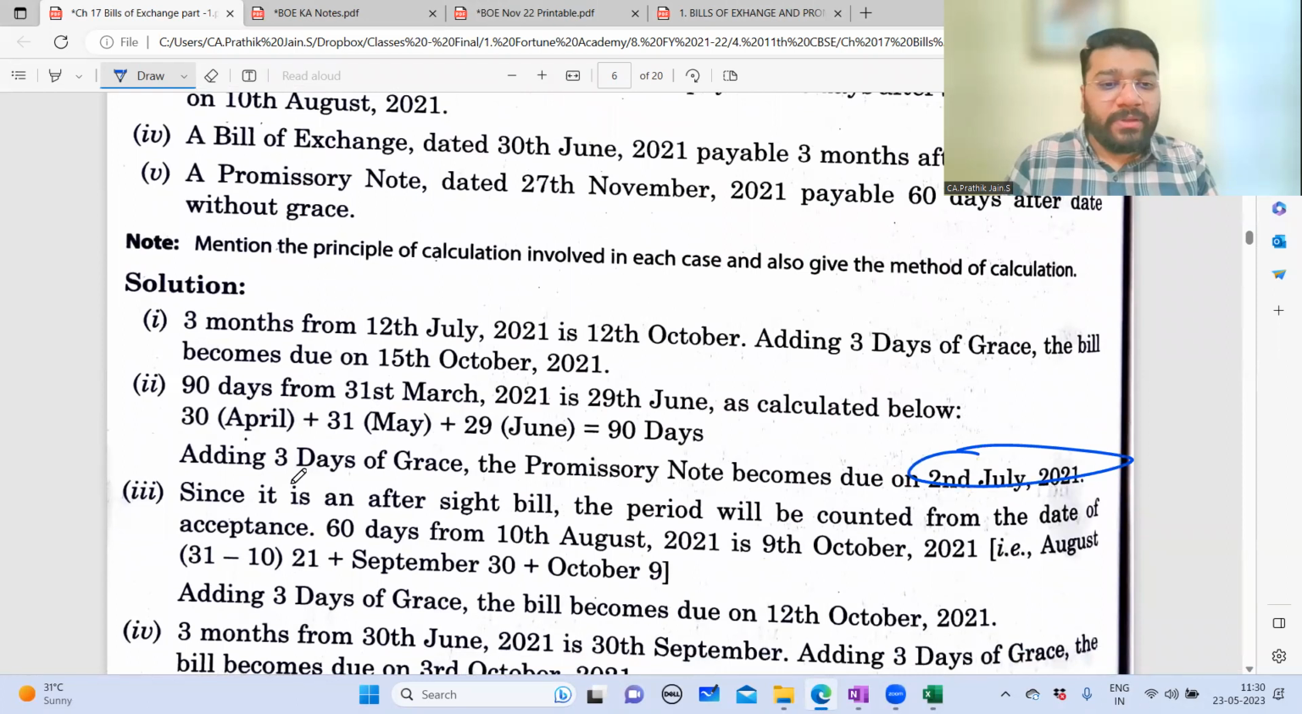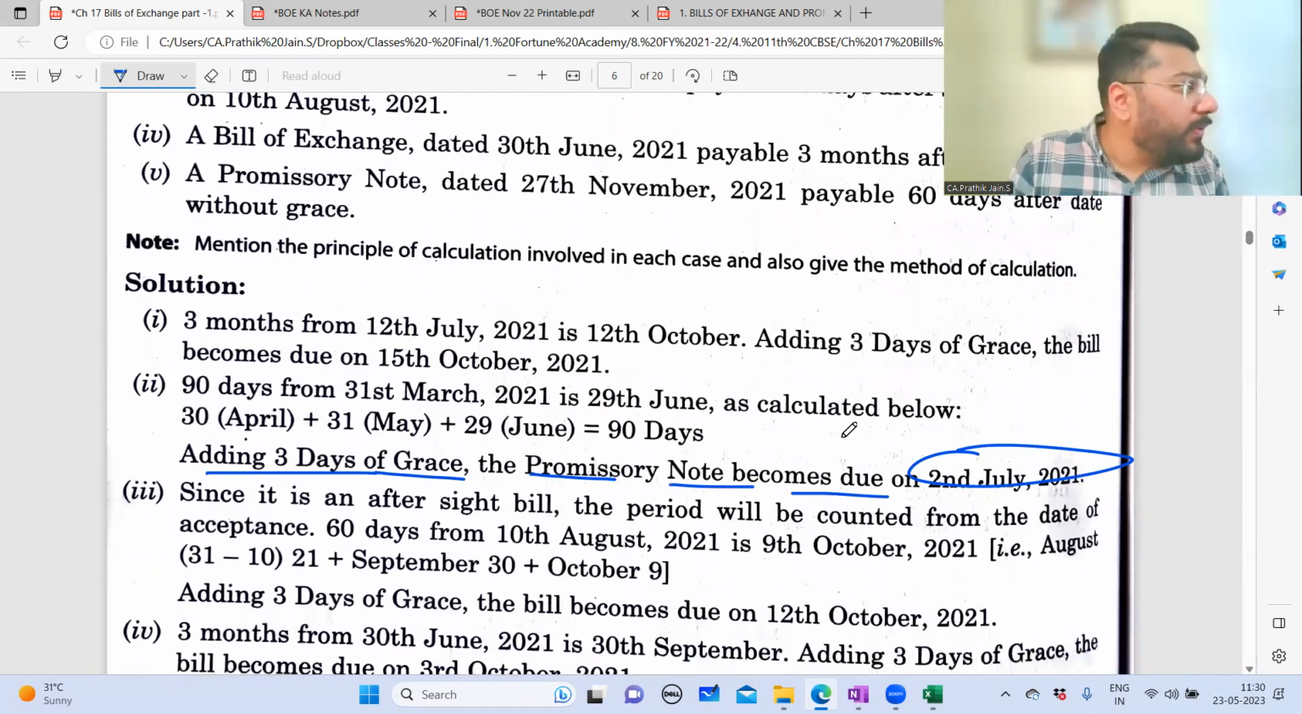Second of July. So adding 3 grace days, the promissory note becomes due on 2nd July. 2nd July 2021. Any problem?